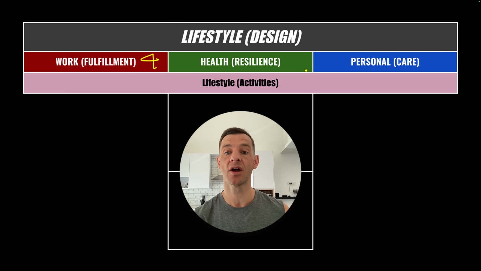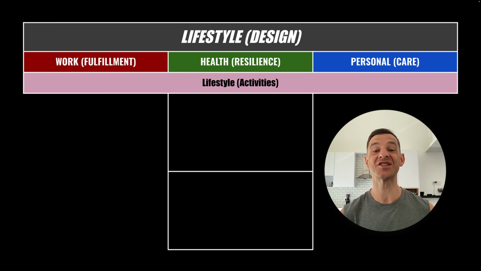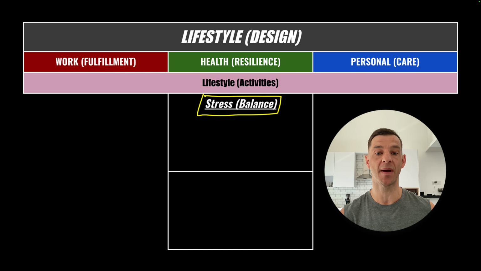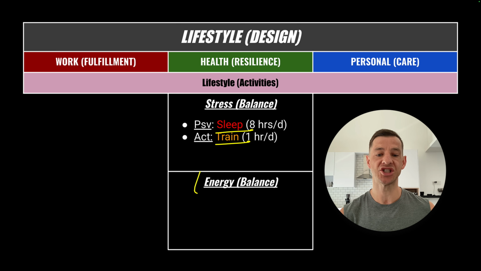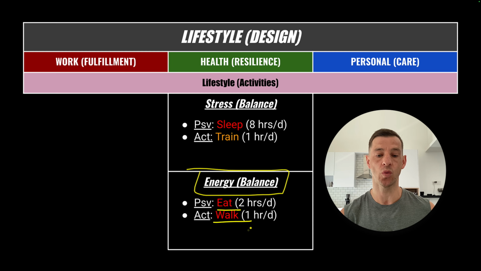In total, there are 12 universal activities of life, 4 in the work domain, which we saw in the previous video, 4 in the health domain, which is the topic of this video, and in the next video we'll look at the 4 activities of personal care. The 4 activities of health are, starting in the stress balance subdomain, we have to sleep, to train, and in the energy balance subdomain we have to eat and to walk.